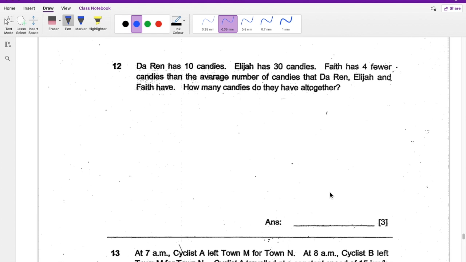Okay, let's see question 12. Darren has 10 candies. Elijah has 30 candies. Faith has 4 fewer candies than the average number of candies that Darren, Elijah, and Faith have. How many candies do they have altogether? Okay, let's see. Darren has 10, Elijah has 30, then Faith has 4 fewer candies than the average. Well, let's assume the average is n. Then we know that the total number would be n times 3. So we want to find where in this question we can form the equation.